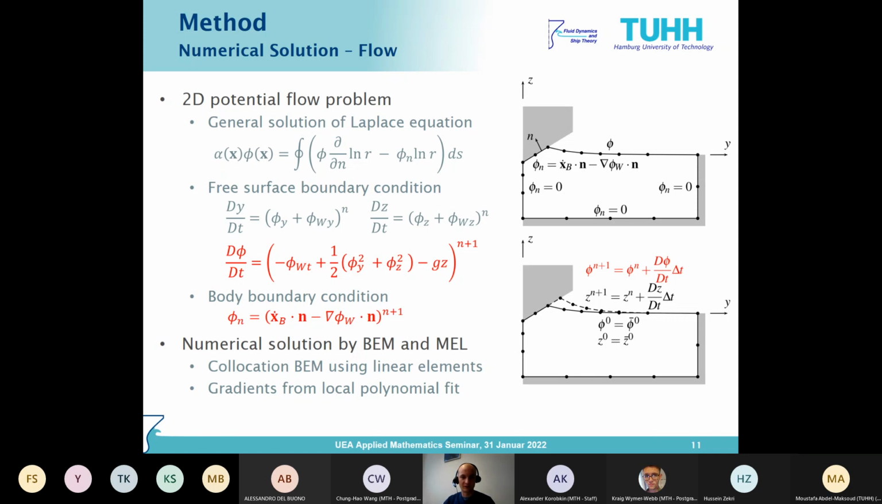Note this is done in a semi-implicit way. So we explicitly integrate the kinematic boundary conditions. However, there is the option to do this implicitly, where we can iterate again with the boundary value problem to exactly fulfill this boundary condition. And this is why this approach is also called implicit Euler, because we use an explicit Euler integration method for the kinematic boundary conditions and an implicit method for the potential.